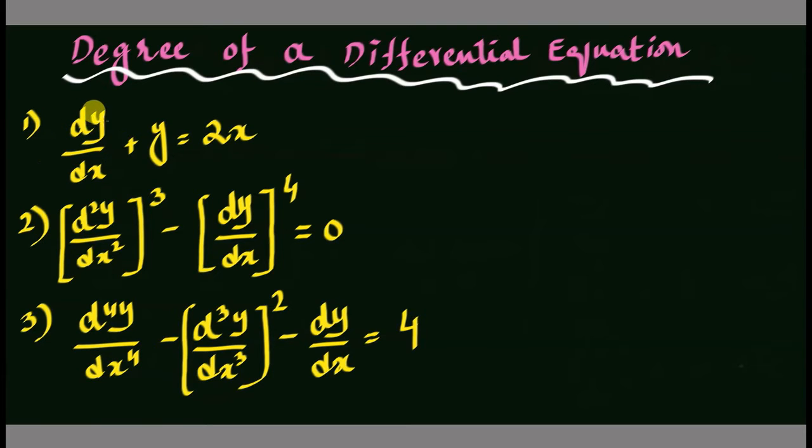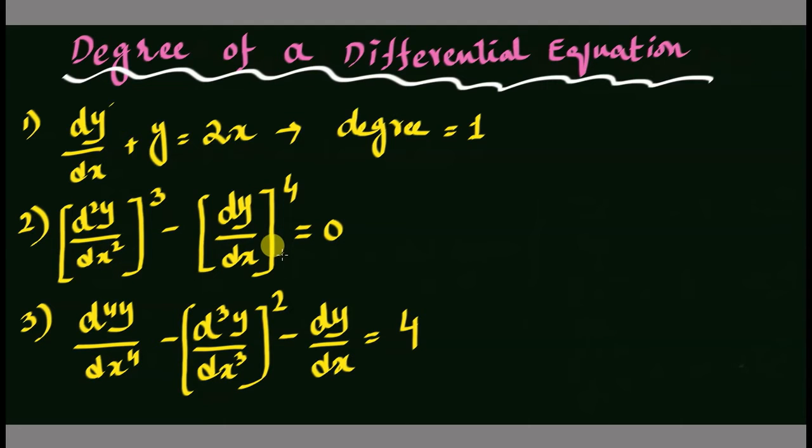So, according to the definition, the power of the highest order derivative is called the degree of a differential equation. So, first you need to find the highest order derivative in a given differential equation. For instance, in this differential equation, only the first order derivative is present, and this is the highest order derivative in this equation, and the degree of this highest order derivative is 1. So, that is why the degree of this differential equation is 1.